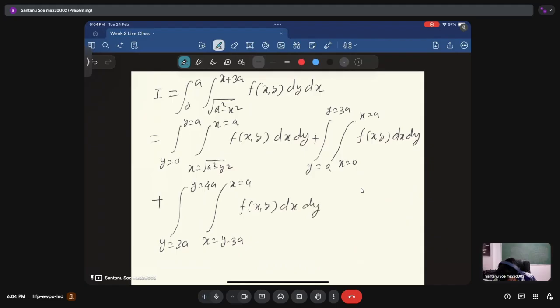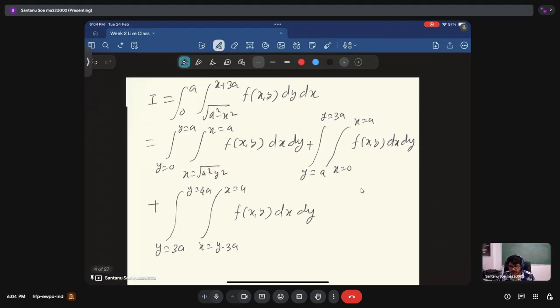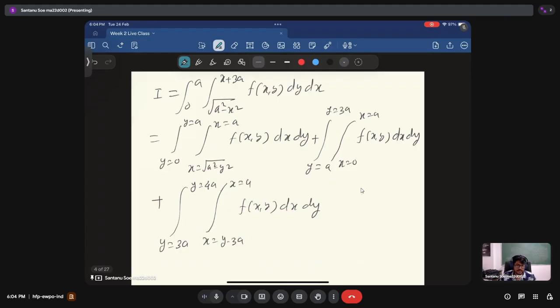dx dy. Okay, so now if in a question f(x,y) is given, then if you just evaluate these three double integrations, you will get the value of the integration I. Okay, so we have just separated into three regions and are just doing the integration on all these three separate regions. So this is how the change of order works. Okay, so I hope this question is clear.